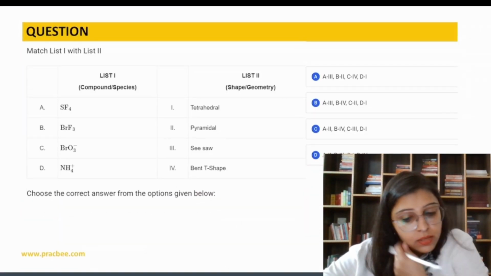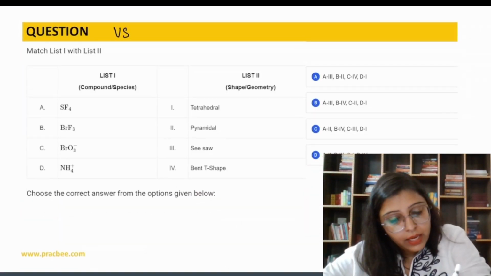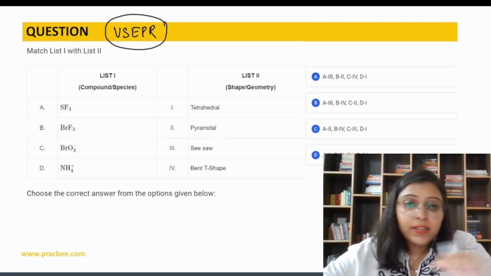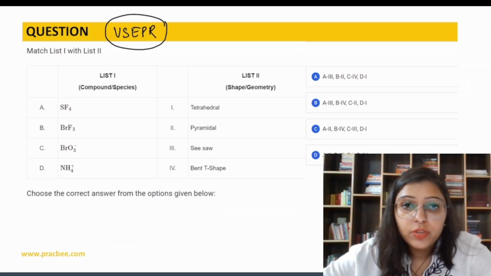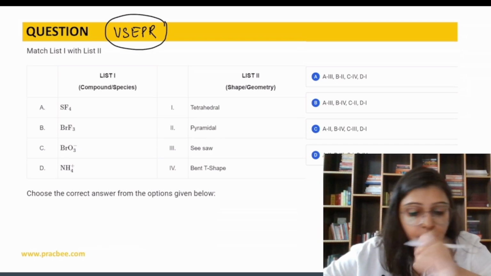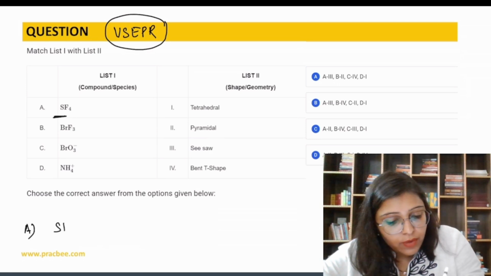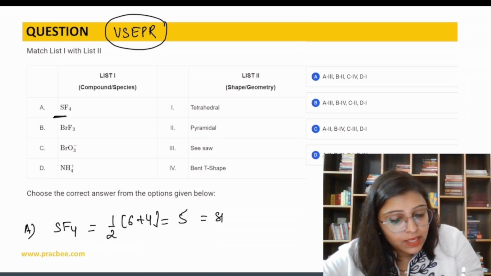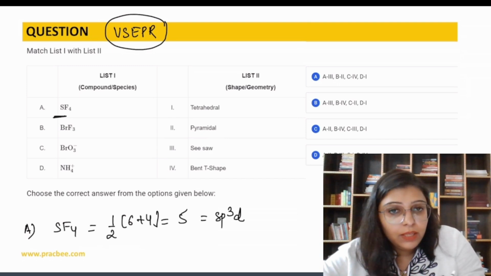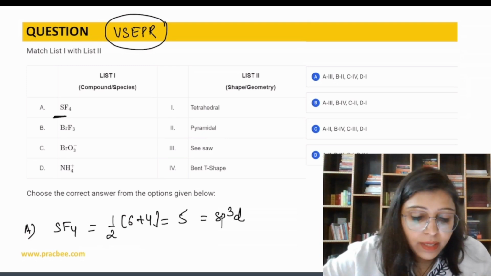Match list 1 with list 2. So that's again the VSEPR theory question. So we have to find the shape and geometry, right? So let's find out for SF4. So SF4, valence electrons on sulfur 6, 4 monovalent. So we have 5. 5 means sp3d. sp3d means trigonal bipyramidal geometry.